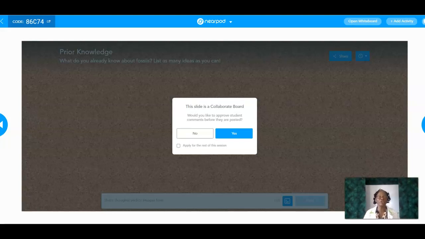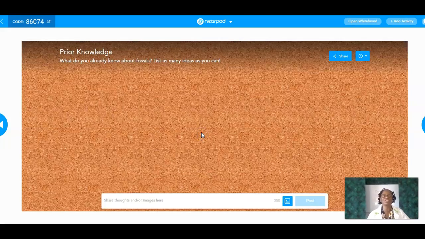One of the great things about Nearpod that we found while our students were learning at home during COVID-19 was that the collaboration board was very good when you had a blended classroom, because students at home were able to collaborate with students that were in school, and you could actually control the collaboration. You could decide whether or not you wanted to approve what the students write, or just allow them to add it on themselves. Since we're not actually going to do this, I'm going to just keep going.